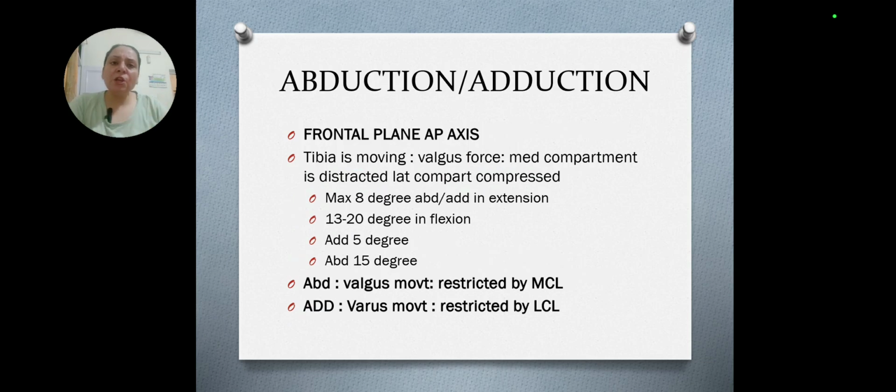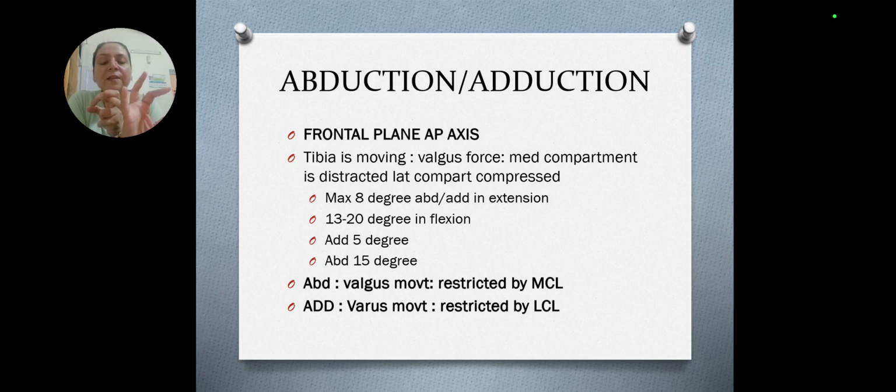Fine. Now there is a third movement also which is happening, that is called abduction and adduction, in the frontal plane and AP axis. We have talked about flexion and extension in the sagittal plane, taking place in the x-axis. Now we have talked about the medial and lateral rotation, taking place in the transverse plane, around what we say is the instantaneous axis. We will not say z-axis, but instantaneous axis. And abduction and adduction occur in the frontal plane and y-axis.